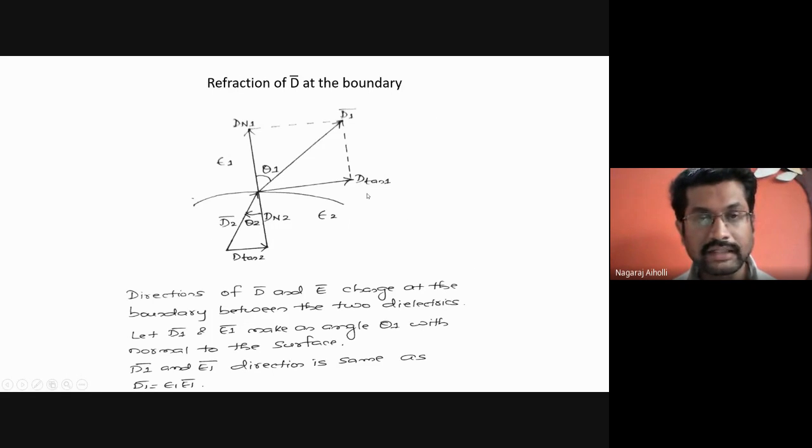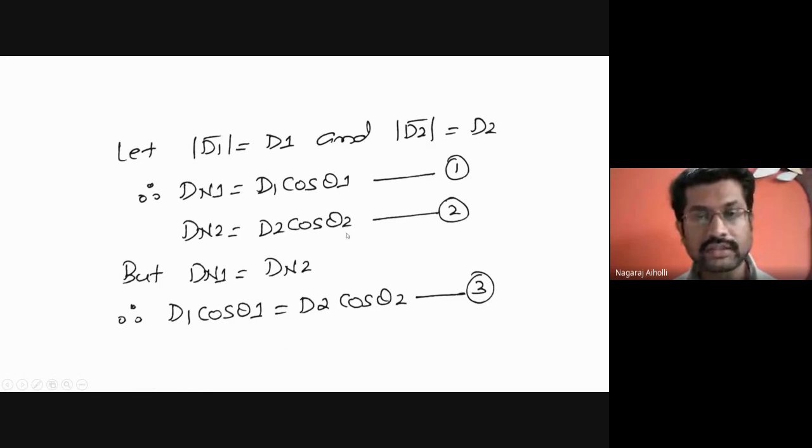Similarly, for region 2, cos theta 2 is the adjacent side Dn2 over the hypotenuse D2, that is Dn2 by D2, or Dn2 is D2 cos theta 2. Write it: Dn2 is D2 cos theta 2.